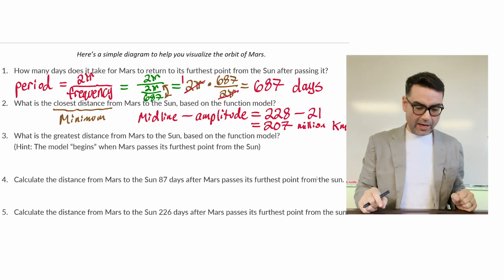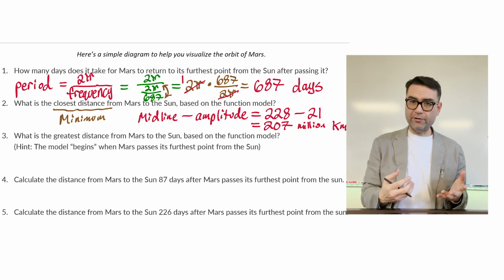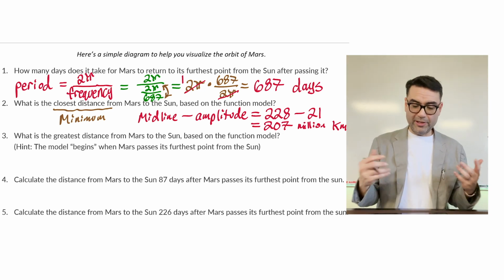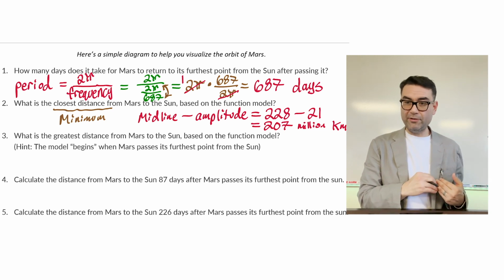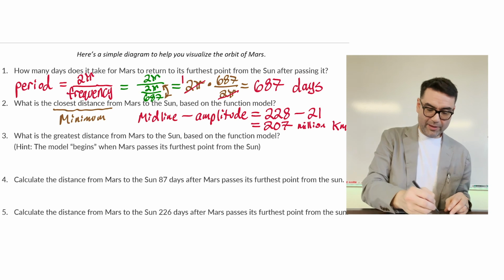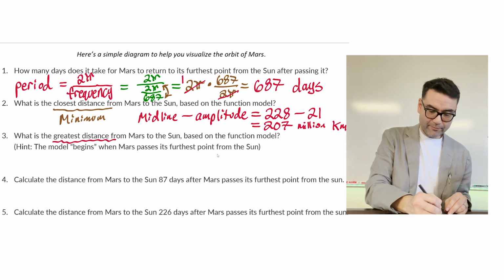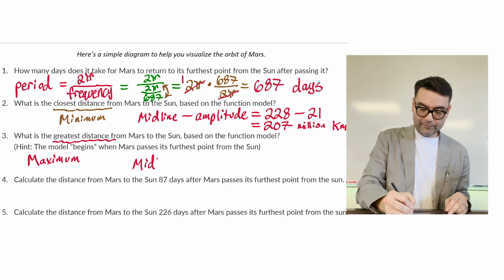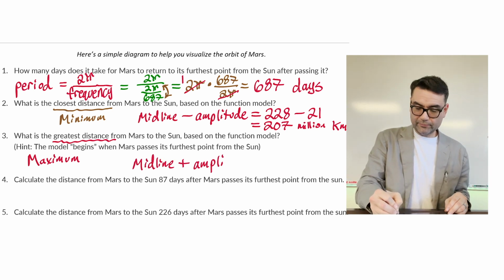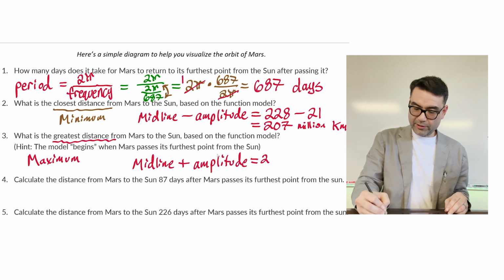Okay, continuing on, number 3 asked us, what is the greatest distance from Mars to the sun? Well, the graph I just showed illustrated this, but just to keep in line with how we answered number 2, instead of our midline minus our amplitude to find the minimum, we're trying to find the maximum now. So we're trying to find the maximum value, and our maximum value would be midline plus amplitude. And that would be 228 plus 21, which is 249 million kilometers.